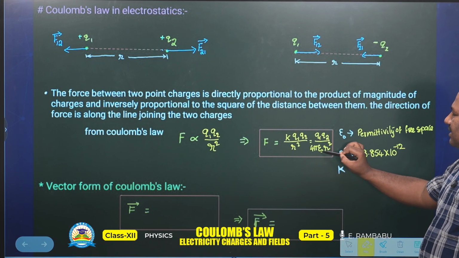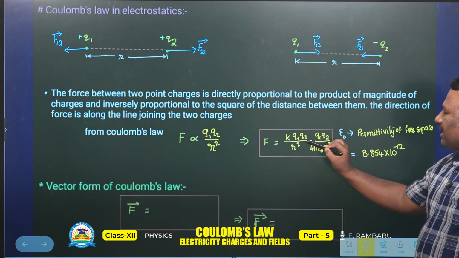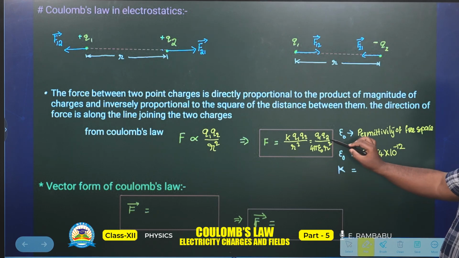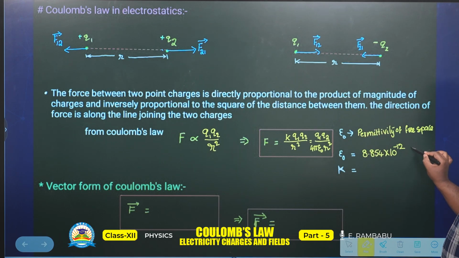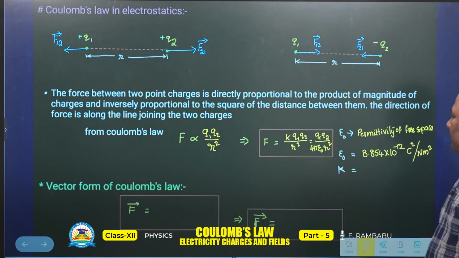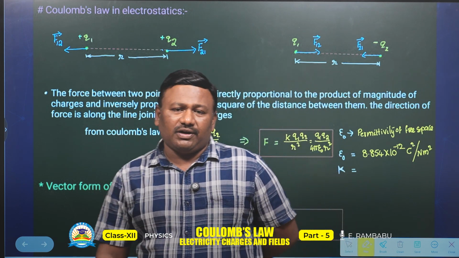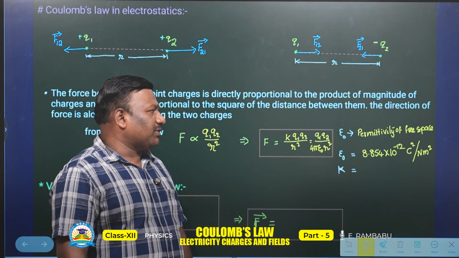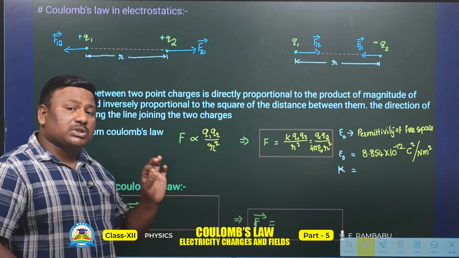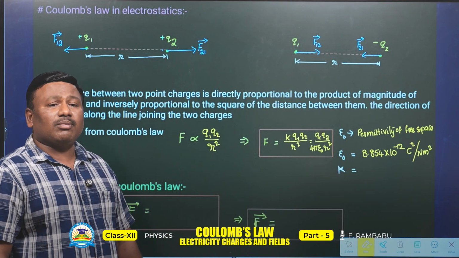If epsilon naught is taken to the LHS and force to the RHS, then epsilon naught is equal to Q1 Q2 by 4 pi into force into R square. Here the unit is charge square in the numerator, Coulomb square per Newton into meter square. So the value of epsilon naught is 8.854 into 10 to the power minus 12 Coulomb square per Newton meter square.